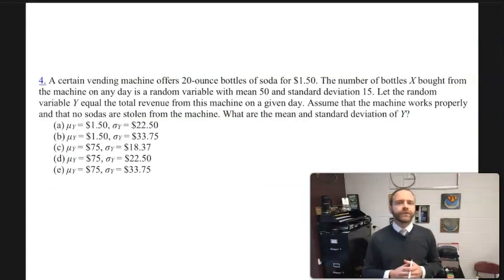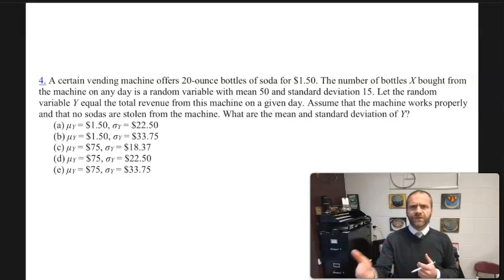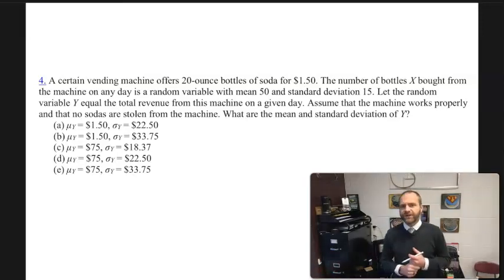In question 4, we are told a certain vending machine sells 20-ounce bottles of soda for $1.50. The number of bottles X bought from the machine is a random variable with a mean of 50 and a standard deviation of 15. So that's telling me I have a random variable X, mu of X equals 50, and sigma of X equals 15. Let the random variable Y, so now there's a second random variable, equal the total revenue from this machine. Revenue means, okay, I see they sell for $1.50 each, so I think that $1.50 is associated with the Y variable. And then assume the machines work properly and that no one's stealing from them. What is the mean and standard deviation of Y?